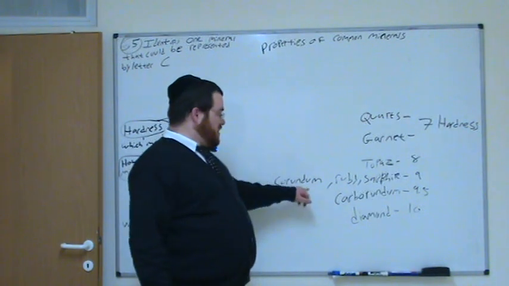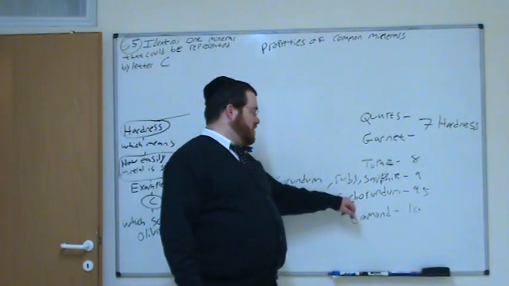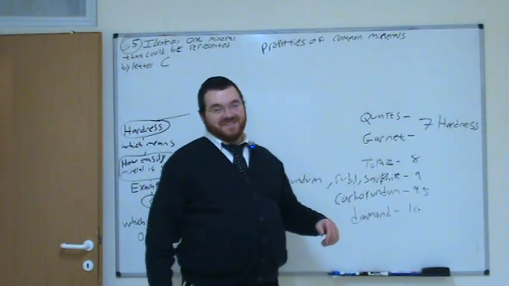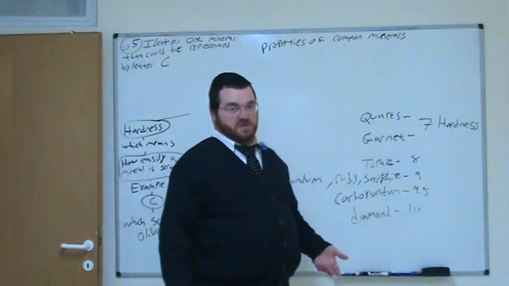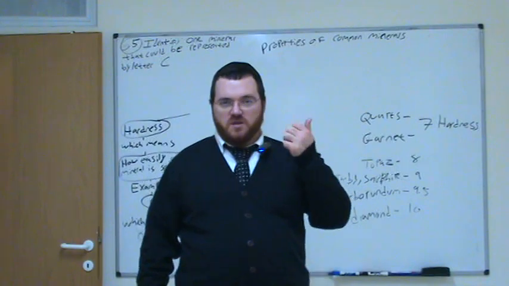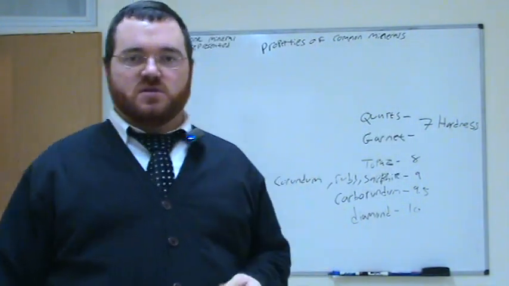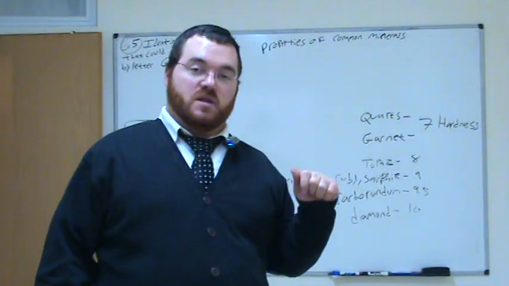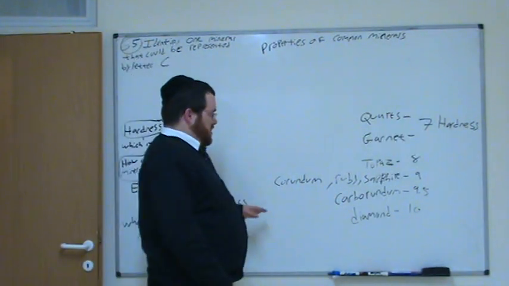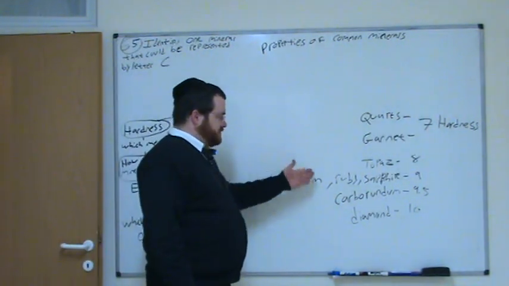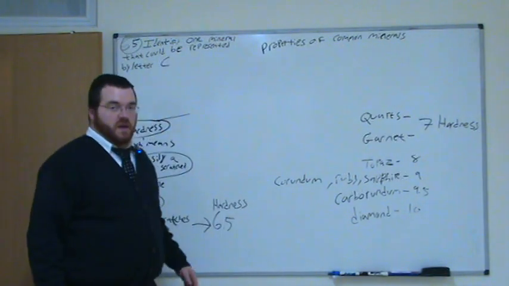Now remember, corundum is 9. Carborundum is 9.5. And diamond is 10, meaning it's the hardest. They use diamond to cut diamond. How do you cut a diamond? It's so hard. The answer is they use diamond to cut diamond. So anyways, any of these would have been the right answer.